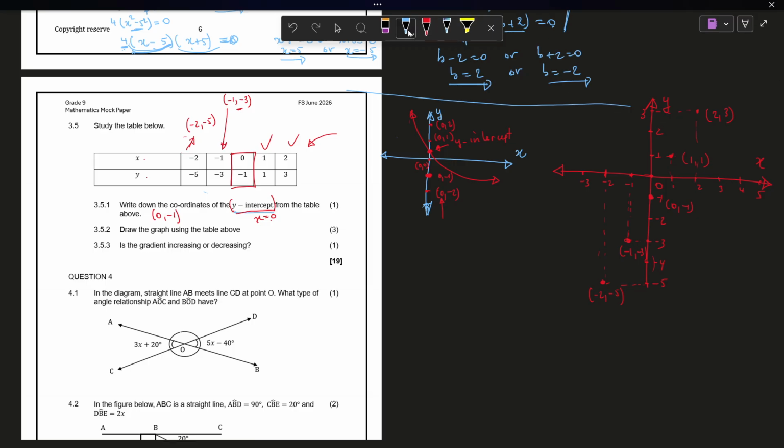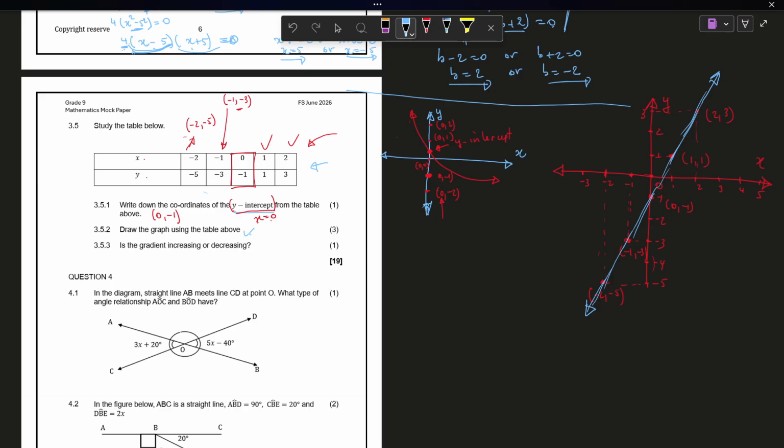So let me just use another color. If we have to draw them, normally we use a ruler. So we can actually see that this graph is basically linear, right? So we can draw our line. They're infinite on both sides. So this line, we were able to draw it by just plotting our table here. So we've done this. We drew the graph using the table above.